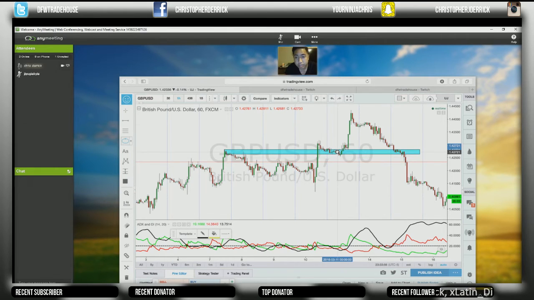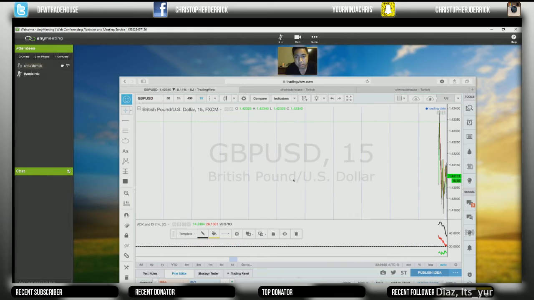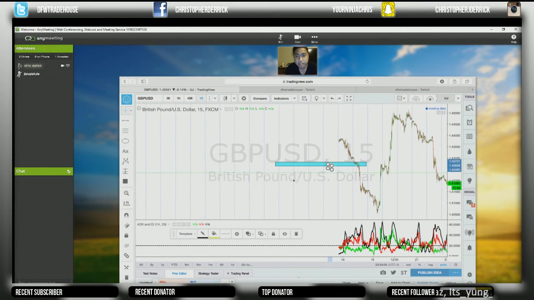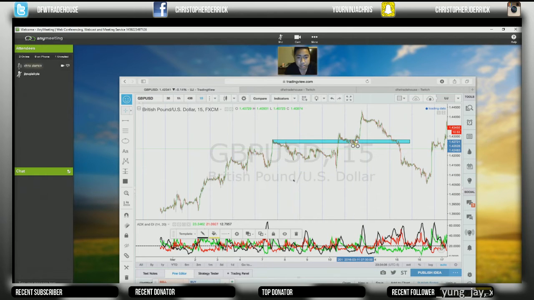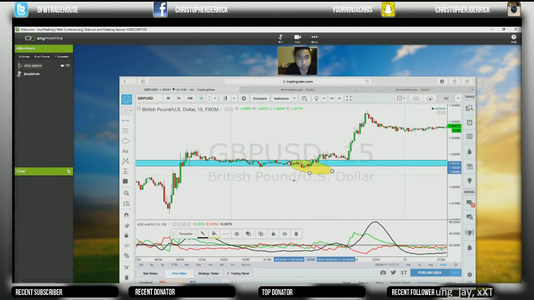So all these different ways of seeing it. It's not always going to be perfect. But if you use your confirmations and your confluence and zones to see what happened, then you can take these trades. It's simple.